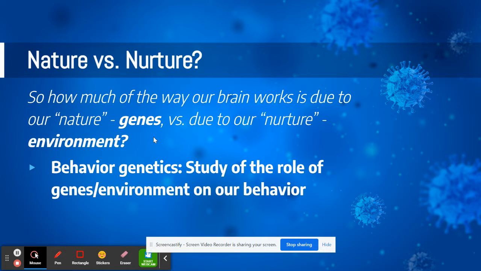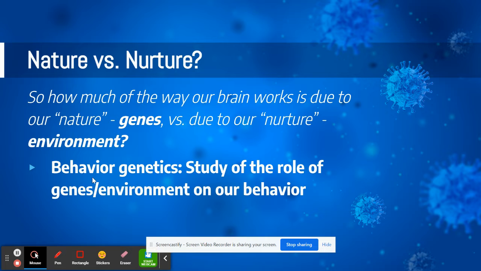So is the way that our brain works and the way that we think about things... You ask yourself questions about who you are as a person, why you have certain personality traits, why certain things come easier to you in certain classes versus other classes. Some people seem better in one place than another. What's going on there? Is that due to your genes and it's simply a byproduct of biology, or is that due to your environment?